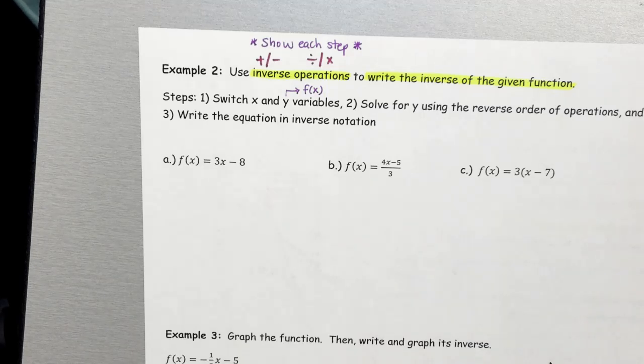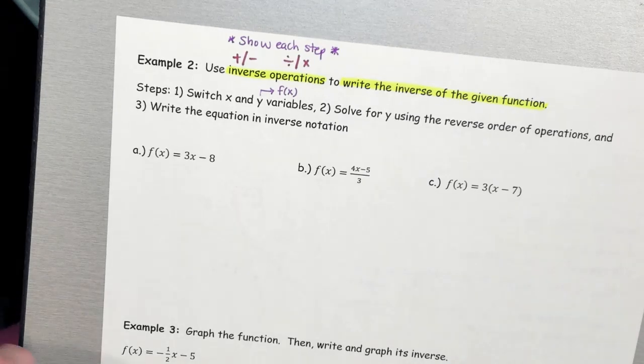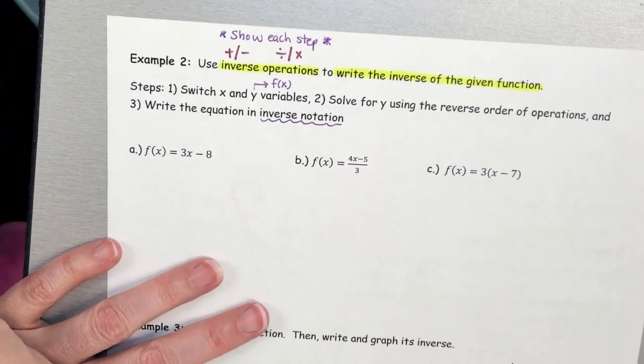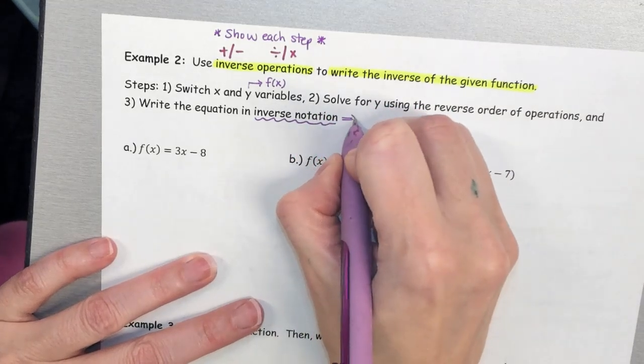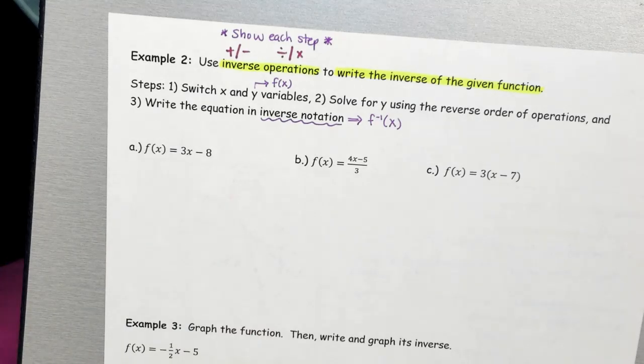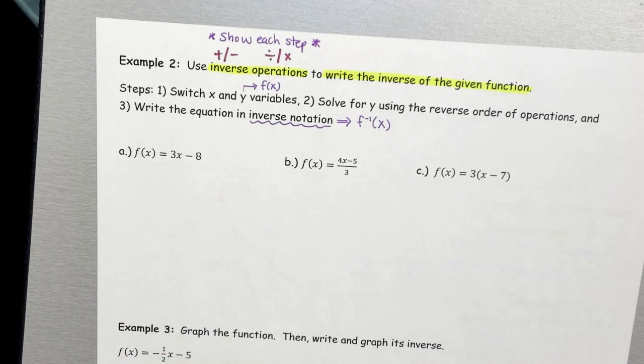Okay, and then we're going to solve for y using the reverse order of operations. So everybody remembers PEMDAS, but nobody thinks of SADMET. That's how you solve, right? You got to either subtract or add over first, then you multiply or divide, then you look for what's inside your parentheses. So that's what we're going to use. And then the last thing is to write the equation in inverse notation. So we introduced that notation yesterday. That's where you have the f inverse. That notation is that -1 there. And so all of your final answers will be written with that when you're finding the inverse of f of x.